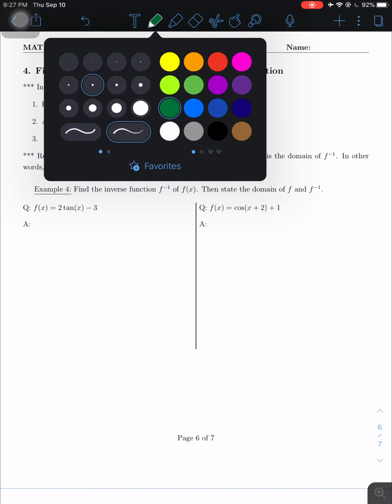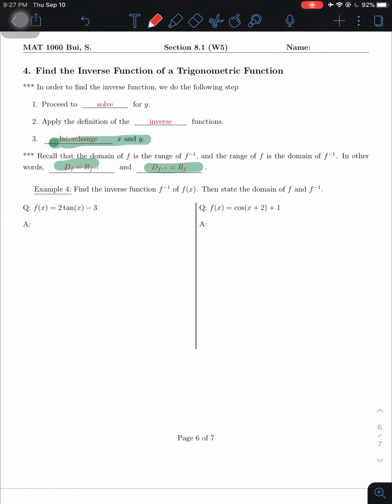Okay, so now let me just put it in red. So first step, solve for y, right? So first of all, where's my y? I don't even have a y in here. I'm gonna replace f of x with y, and that is my y. And then I don't do anything else. After replacing f of x with y, I'm just gonna copy everything else down, okay?